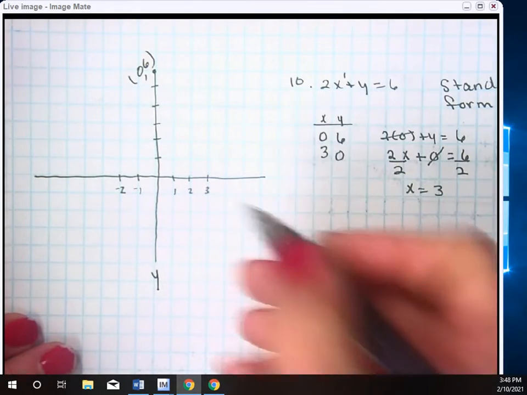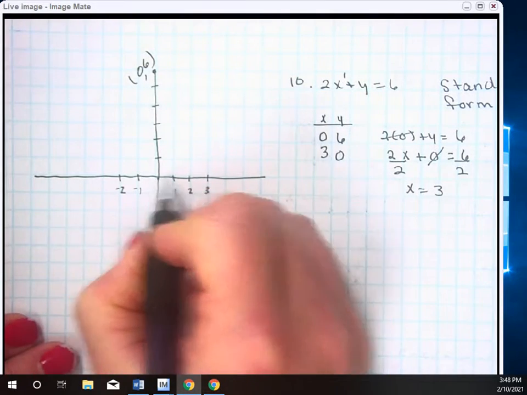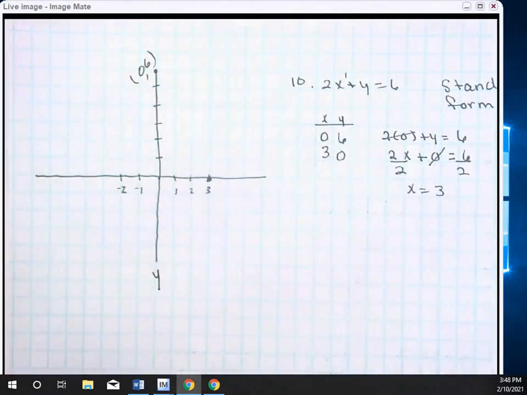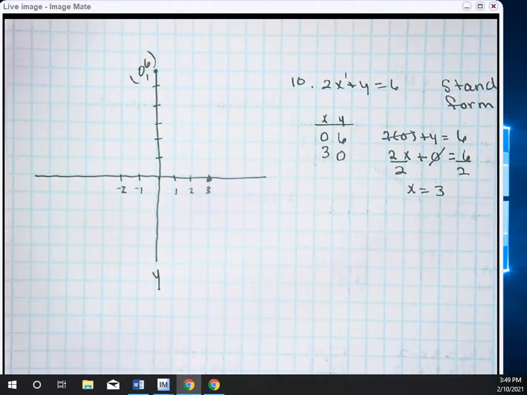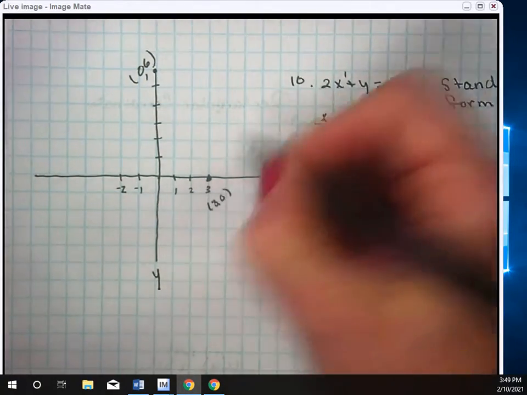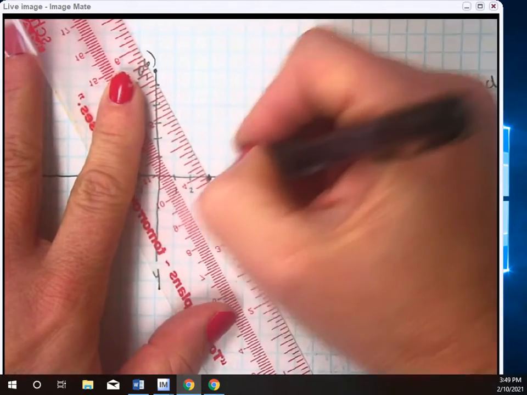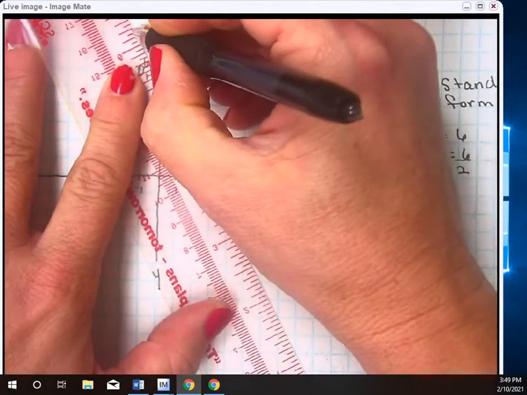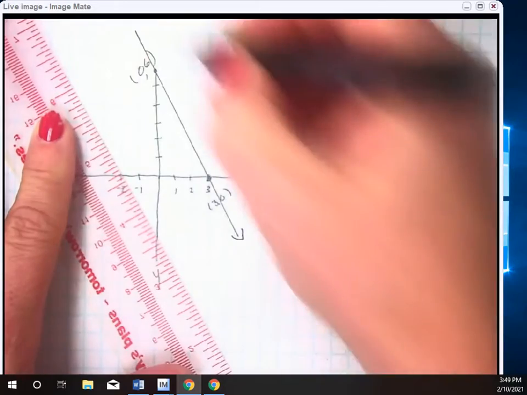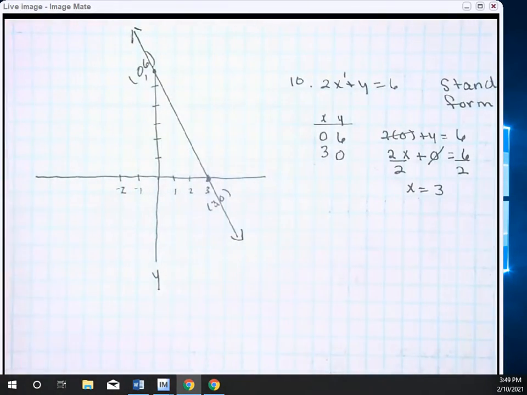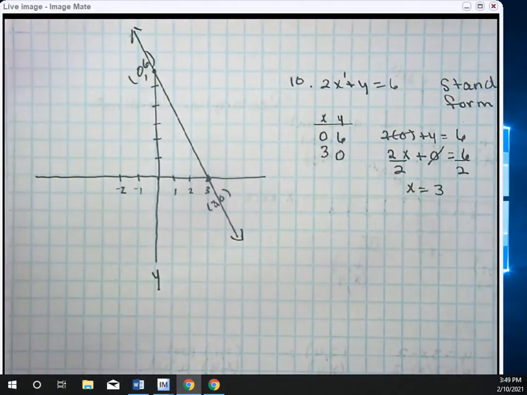The point (3, 0): start at the origin and go right 3. And then you are going to connect those 2 points. And I am also going to need you to label the points if you're in my class. You only need 2 points to determine a line. Use your straight edge, draw your line, and then put your arrows. It is a line, so it's going to go on infinitely forever.